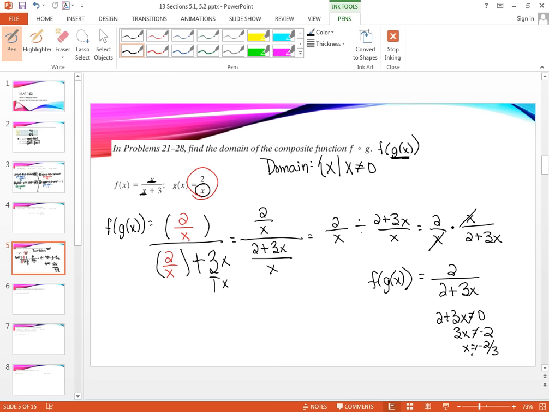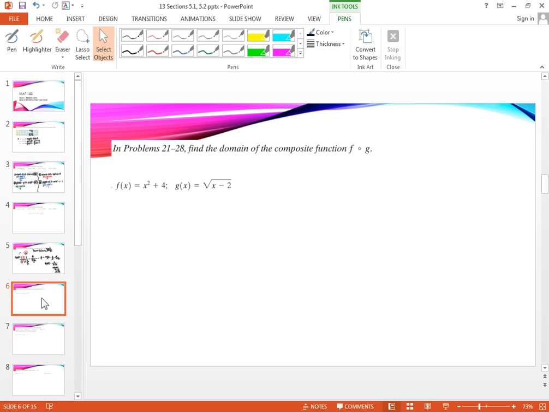So we have to go back up to our domain and say, wait a minute, don't forget negative 2/3 either, okay? So you can't use 0 in the very beginning function in G. So from the very beginning, 0 is out. So then we find our composite, and then we find that we better also throw out negative 2/3 because that also gives us division by 0. Okay. All right, another. Okay, find the domain of the composite function f circle G.